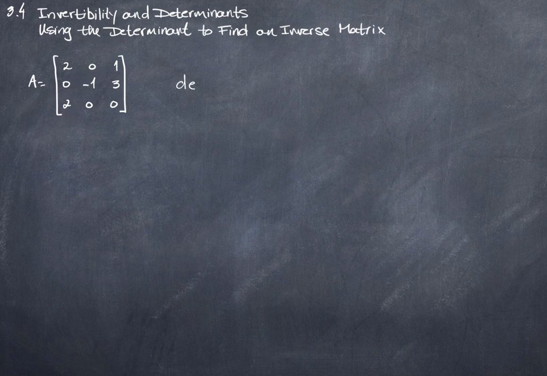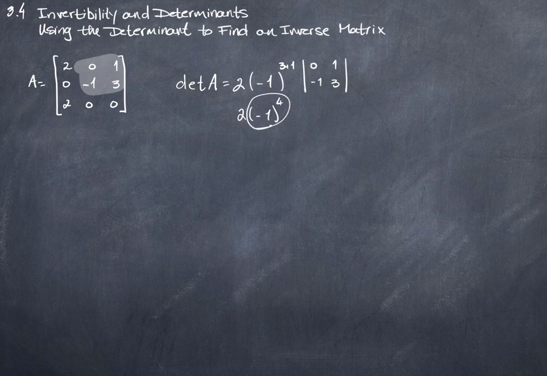So the determinant of A is 2 times -1 to the power, what position is this number in? It's in row 3, column 1. So that means I'm going to put a 3 plus 1 up here. And then I'm going to multiply that by the determinant of that submatrix. That's going to be 0, 1, -1, 3. I'll do that arithmetic. That's 2 times -1 to the power of 4. That makes this a positive 1, and I don't need to write it in the next step.